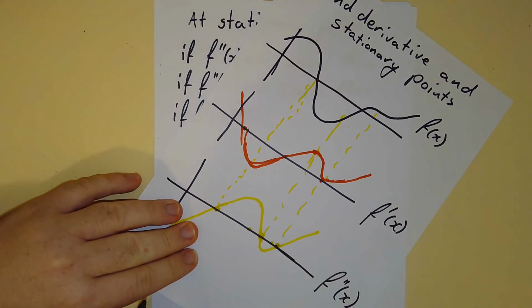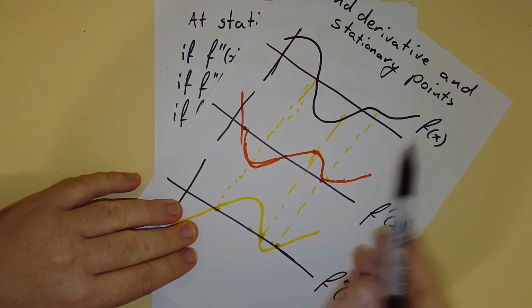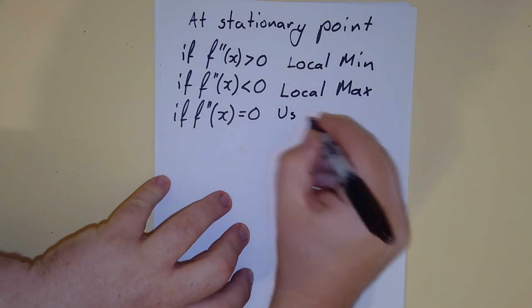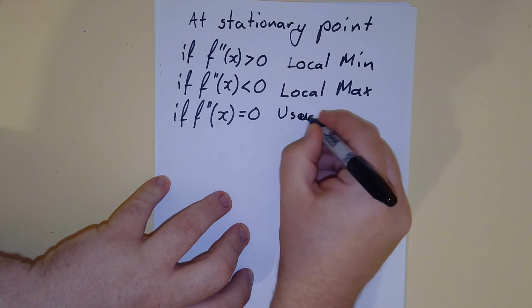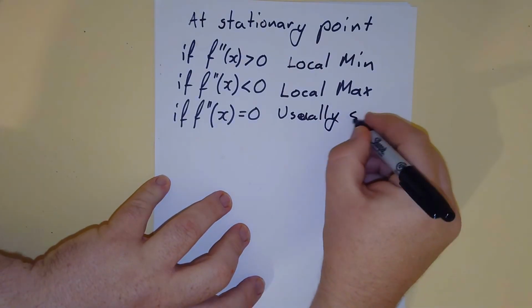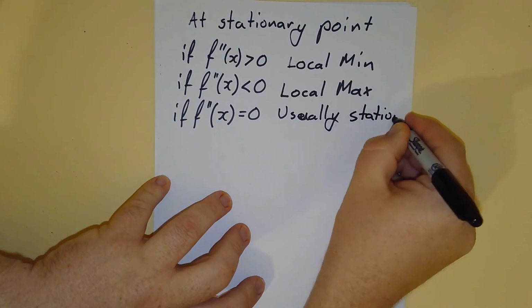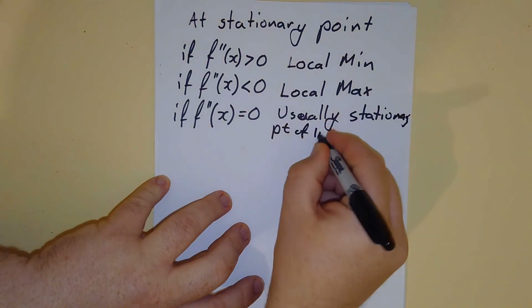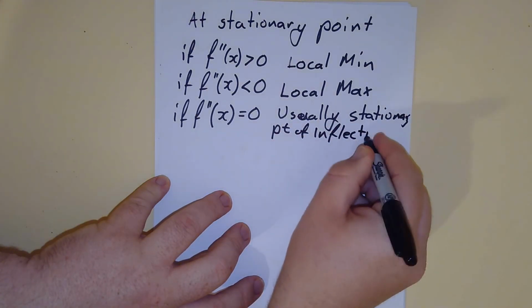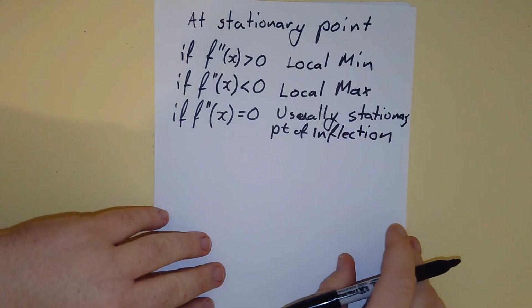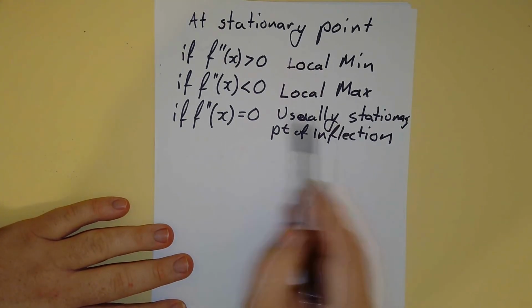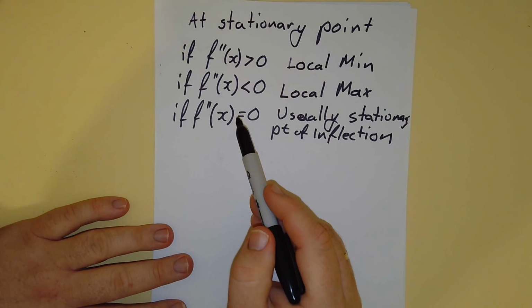Now, the points where it's 0, we know that we've got a point of inflection. And normally, or usually, that would be a stationary point of inflection. But here's the one downside of using the second derivative. Sometimes it could be a maximum or a minimum, and you sort of have to check with one of your other techniques.